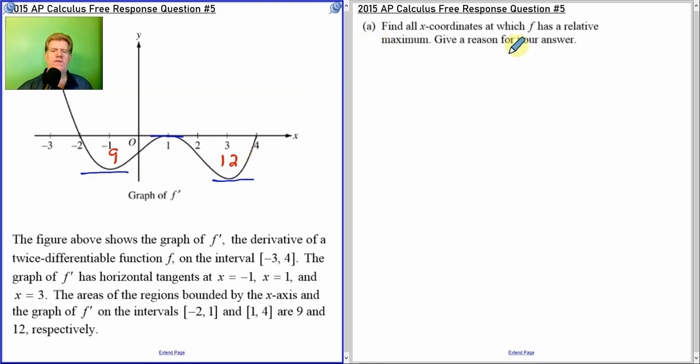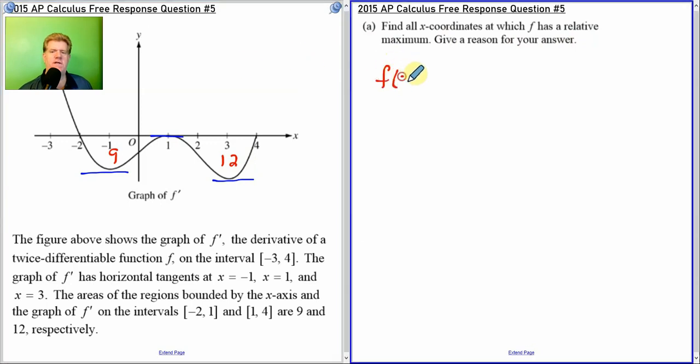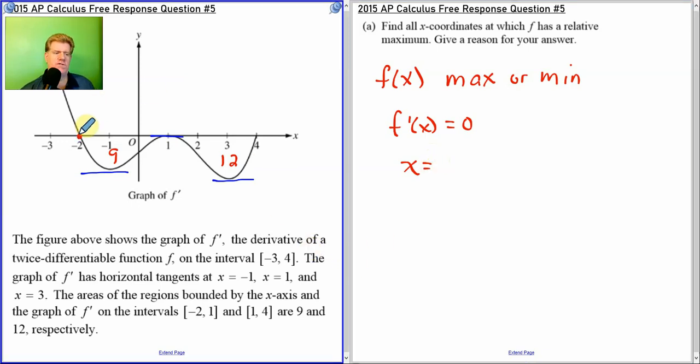So, question 1. Find all the x-coordinates at which f has a relative max or min. Well, how do you find if f has a relative max or min? Well, you look at its derivative. So it has a max or min when f prime of x equals 0 or doesn't exist. And again, we have to worry about not existing in this particular example. Where does f prime of x equal 0? Well, it equals 0 at -2, at 1, and at 4.